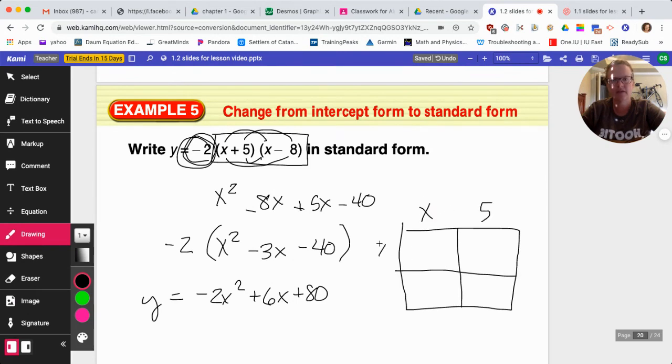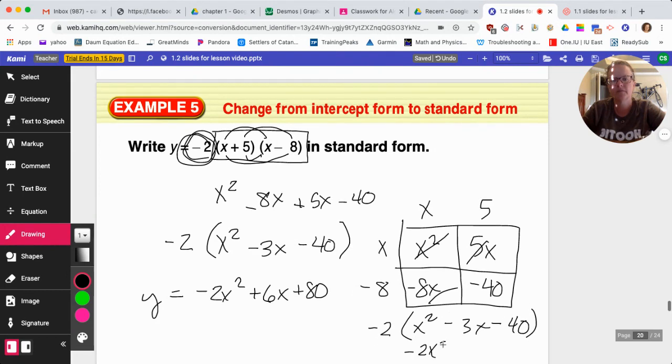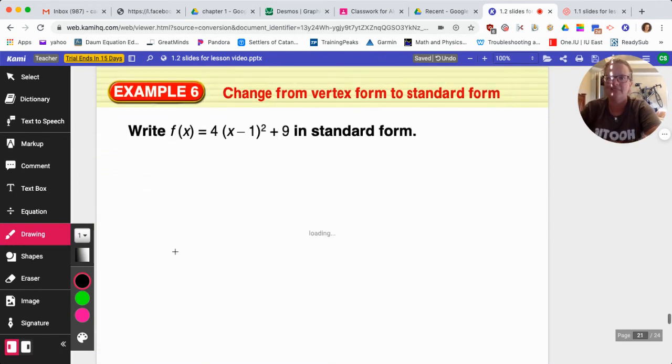X plus 5, x minus 8, x squared, negative 8x, positive 5x. I'm just multiplying the row and the column. Okay, so it's all nice and neat in the box, and then I collect like terms, and I usually cross them off when I collect them. And then I'm going to go and grab that negative 2 and distribute. And we get the same answer, okay? I think foiling's fun. I really do. All right, now we're going to change from vertex form to standard form.